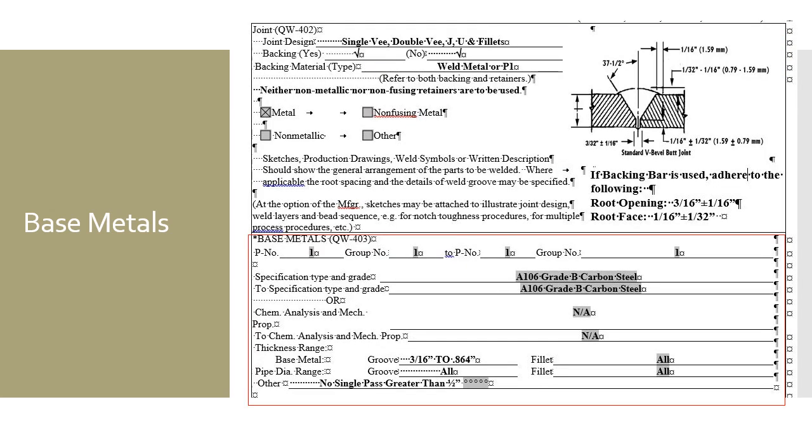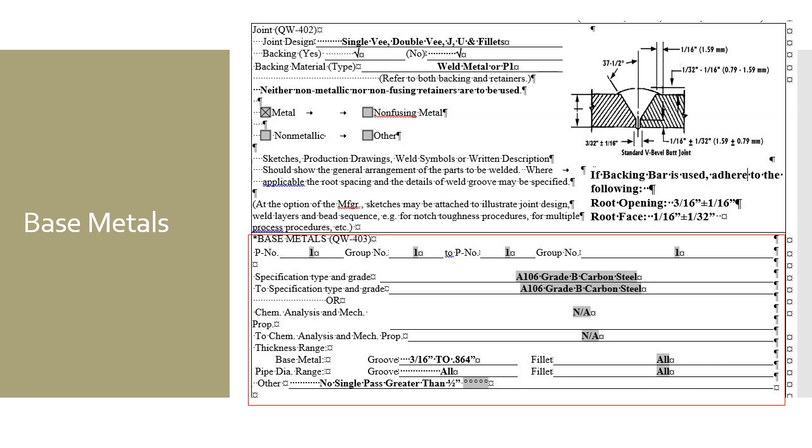So you can see here that they've got P1 Group 1 to P1 Group 1. But they also put in specification type and grade: A106 grade B carbon steel to A106 grade B carbon steel.